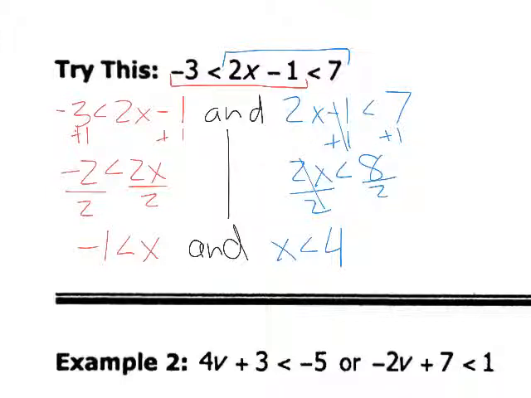Then graphing that, I want to get my numbers on here: -1 and 4. Make sure you get them in the right order. Then I have an open dot at -1 and an open dot at 4. Remember, since this is and, I want the numbers that are both. Read this one: x is bigger than -1 and smaller than 4. So I want the numbers that are bigger than -1 and smaller than 4. That would be these numbers in the middle. So I shade in between -1 and 4.